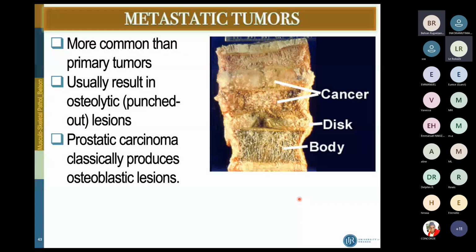So metastatic tumors are more common than the primary tumors in the bones. They usually result in an osteolytic, punched out region, or osteoblastic. As I said, some cancers when they go to bones, some destroy, others bury. So those which bury the bone are called osteoblastic.